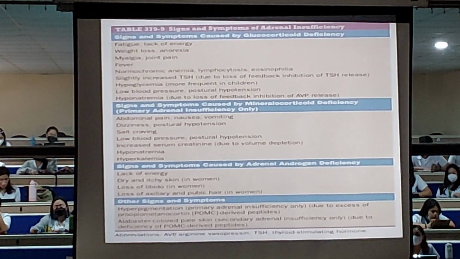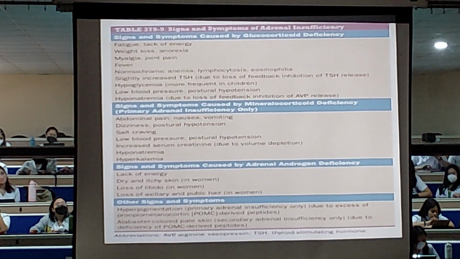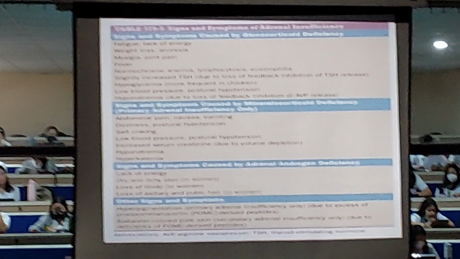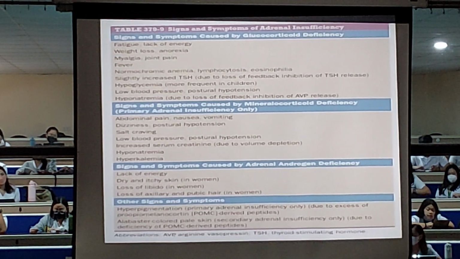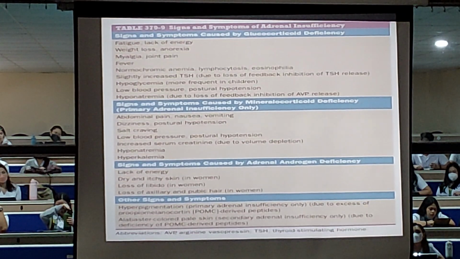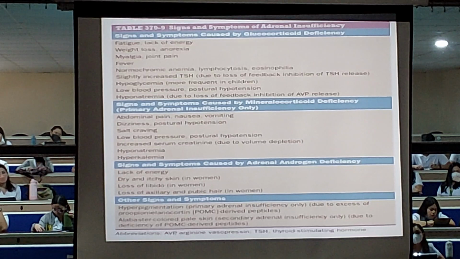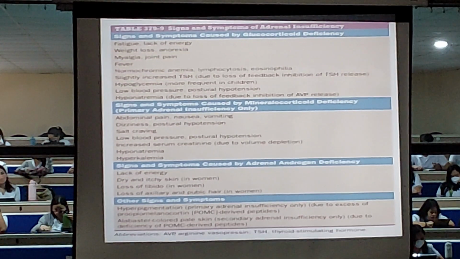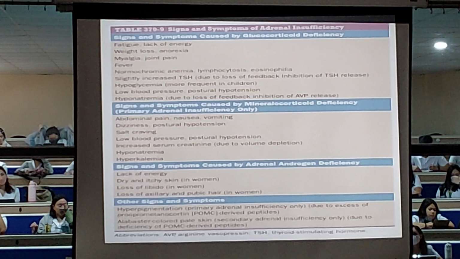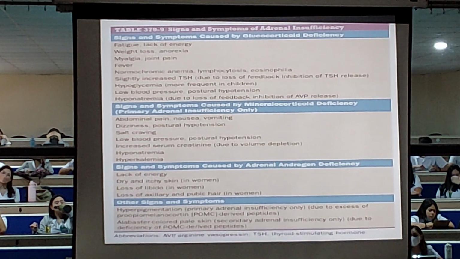So these are the clinical manifestations of adrenal insufficiency. In primary adrenal insufficiency, remember that the affected is the adrenal gland. So the patient may have manifestations of glucocorticoid and mineralocorticoid deficiency. So what are the manifestations? The patient may experience fatigability, lack of energy, weight loss, anorexia. Some patients may have myalgia, joint pains, fever. And if the patient has mineralocorticoid deficiency, the patient may experience abdominal pain, vomiting, dizziness. And patients may have postural hypotension.